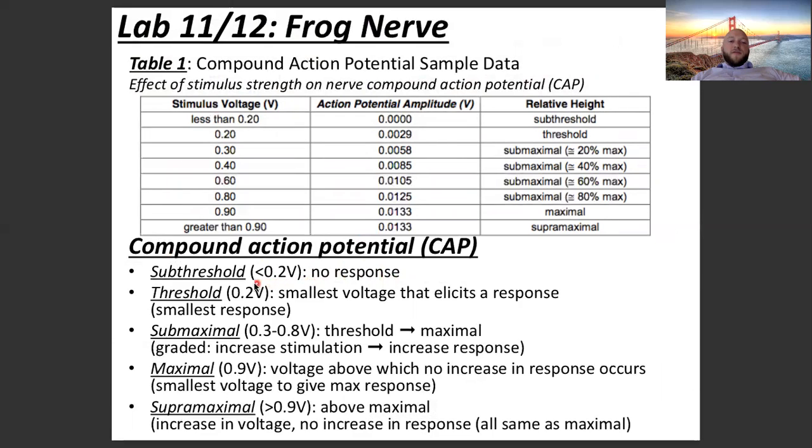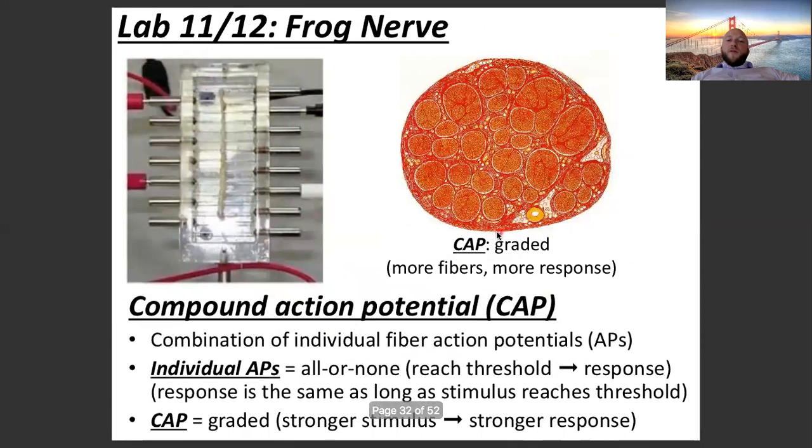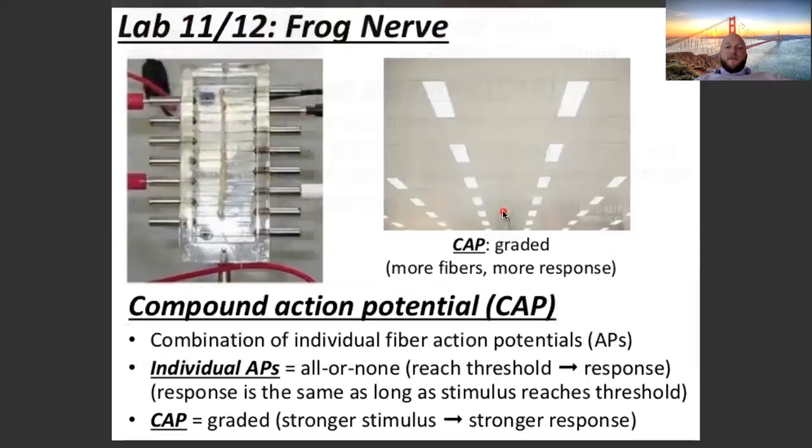As we increase the voltage, we're going to reach threshold. Threshold is the smallest voltage that elicits a response. So it's the first voltage that gets a response, and it's going to get a response from just a handful of those axons.